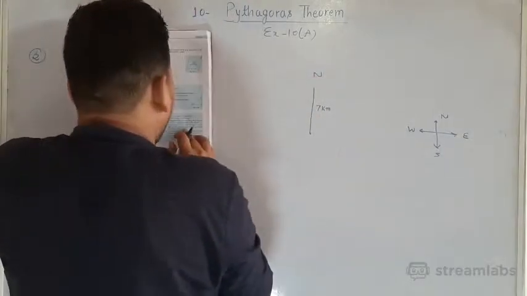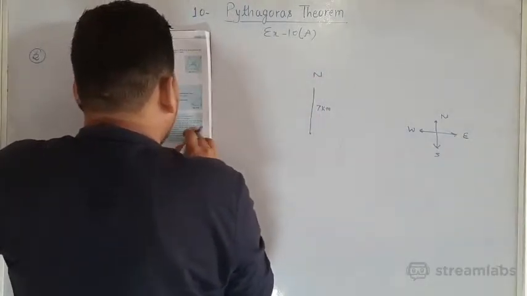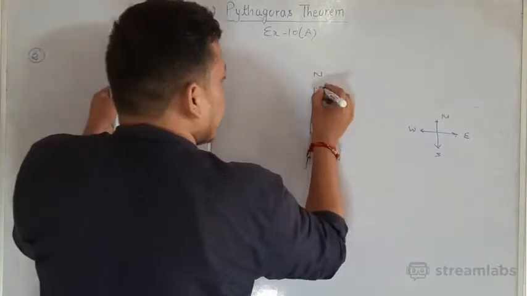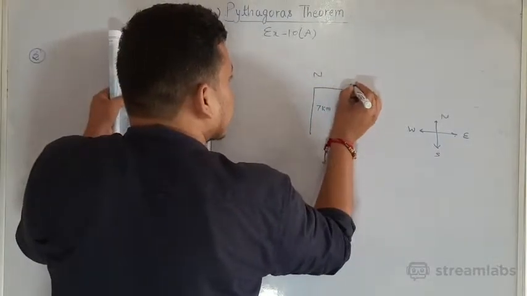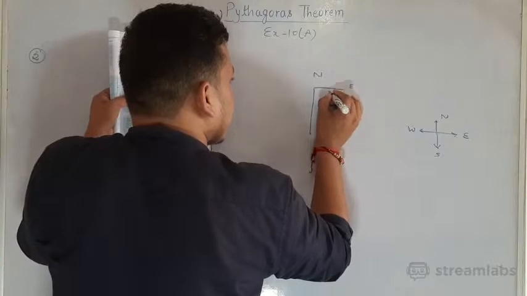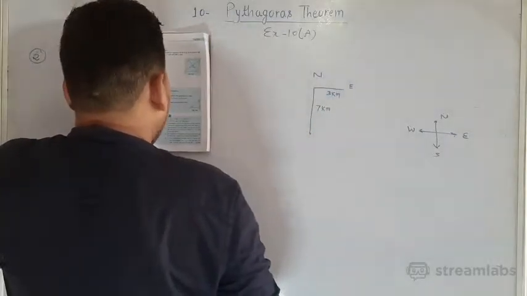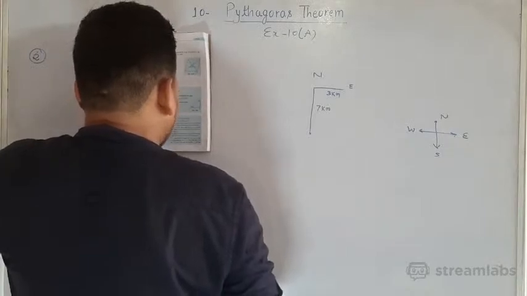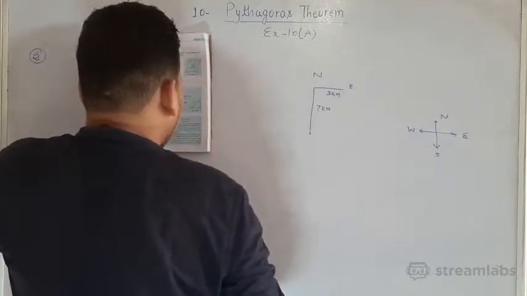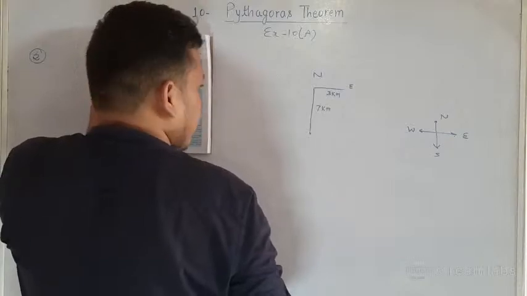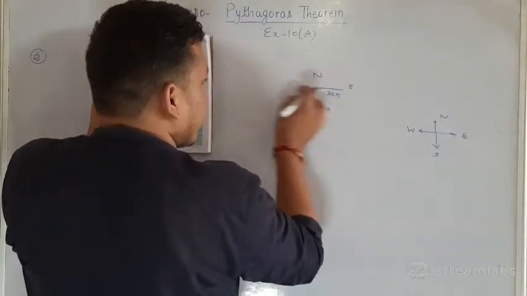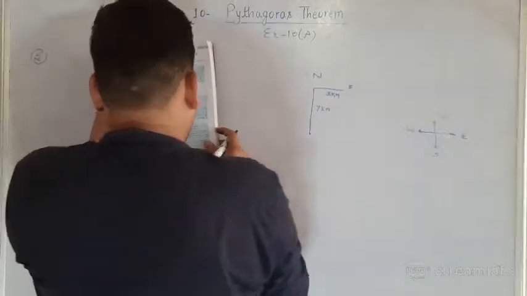Any problem? No problem. Then goes 3 kilometer due to east. Then after that 3 kilometer due to east. How much distance? 3 kilometer. Next, then 3 kilometer due to west. यहां से फिर कहां गया? 3 किलोमीटर वेस्ट है. क्या बोल रहे हैं सर ये?